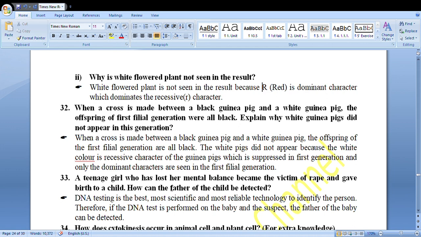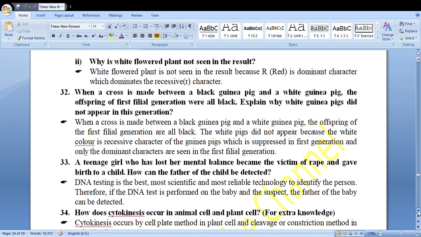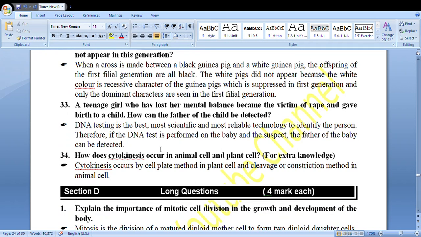A teenage girl who lost her mental balance became a victim of rape and gave birth to a child. How can the father of her child be detected? DNA testing is used to determine the father of the child. DNA test is the proper method.